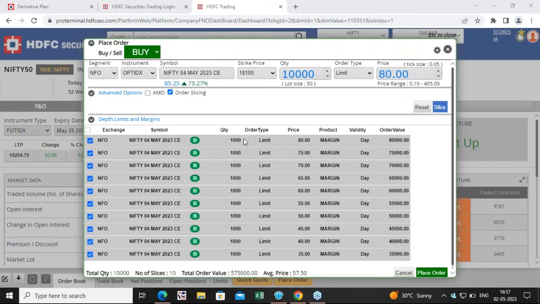Bihar sir is asking whether order slicing is available in the HDFC Pro Terminal app. No, sir, order slicing is only available in the HDFC Securities Pro Terminal website version, not in the application, because this is a requirement of the very heavy side. That's why we have kept the facility only in the website version, not in the application.